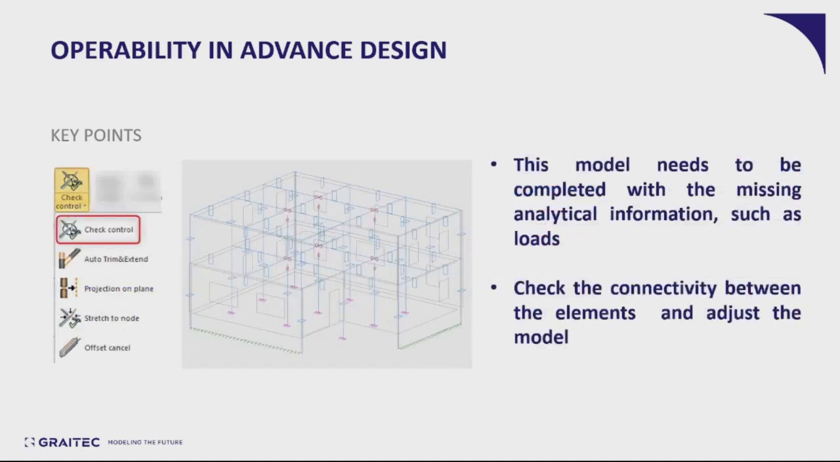Also, as I mentioned earlier, there is the check control with pretty much the same functionalities as we saw in Revit earlier, where you can check for any errors in the model. The errors are identified by the software and they are marked with a red circle. And the user has the option to use the auto trim or auto extend, stretch to node, offset, projection on a plane to fix all those errors in order for the software to perform the analysis and design.